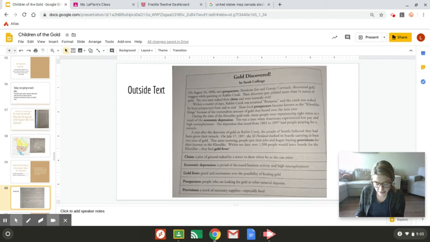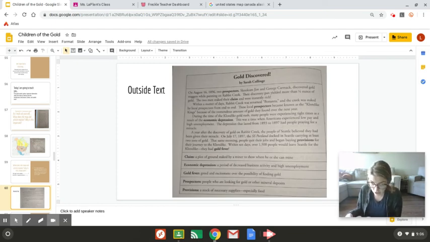On August 16th, 1896, 2 prospectors, Skookum Jim and George Carmack, discovered gold nuggets while panning on Rabbit Creek. Their discovery pan yielded more than 1/4 ounce of gold. The 2 men staked their claim and were instantly rich. Within a matter of days, Rabbit Creek was named Bonanza. The creek was staked by local prospectors from end to end. These local prospectors became known as the Klondike Kings because of the tremendous amount of gold they found over the next year.